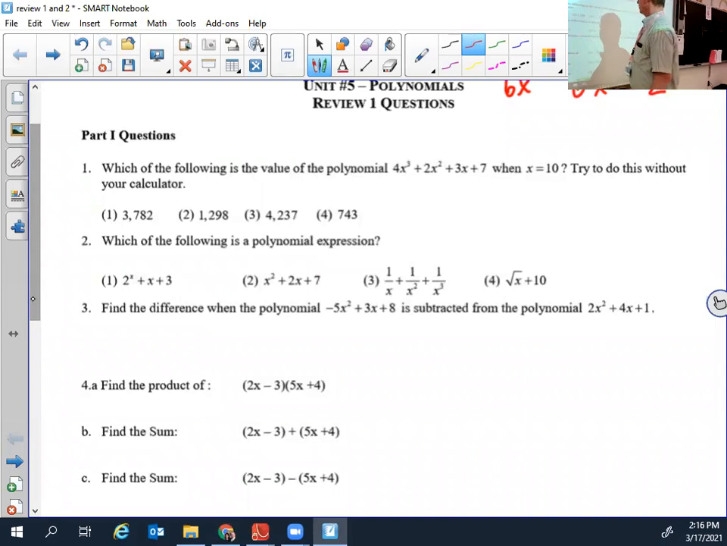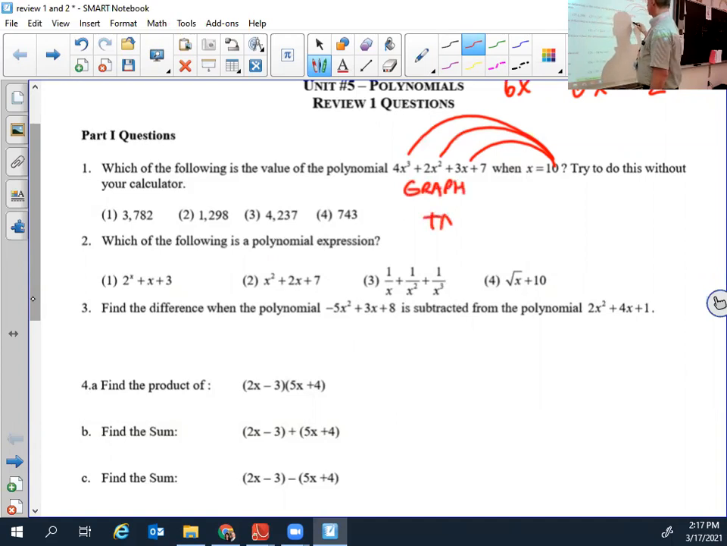It says, which of the following is the value of the polynomial 4x and so on, when x equals 10? So basically, you're just plugging in 10 for your x's. Now, if I was doing this, if you said, hey, Mr. Douglas, you want to do this, so make sure you get it right on the test, I would go into my calculator, I would type this into my graph, and I would go to the table of values. That's what I would do, okay?